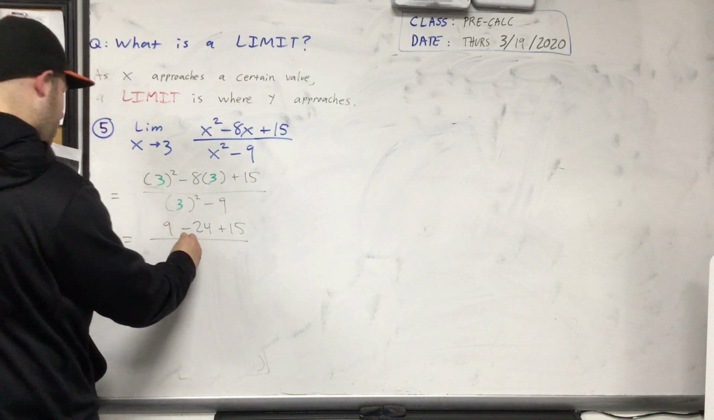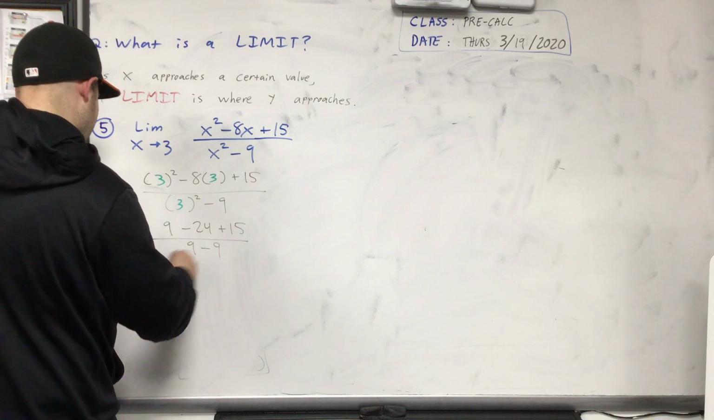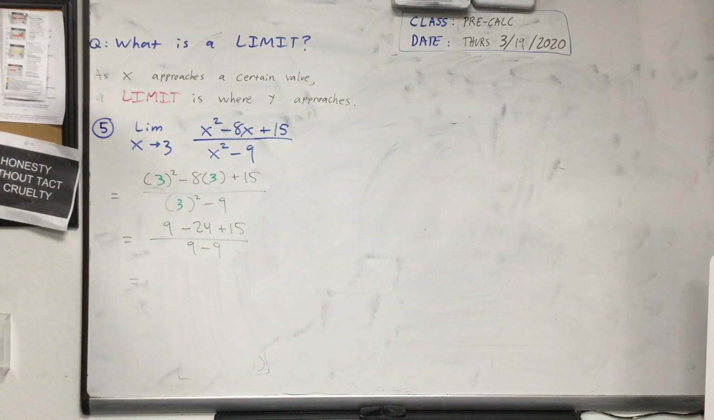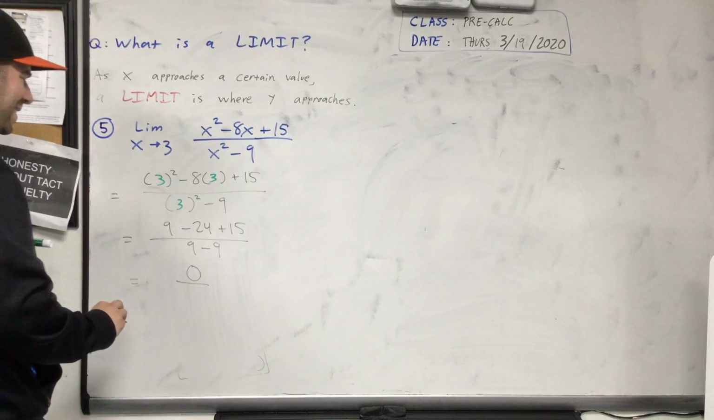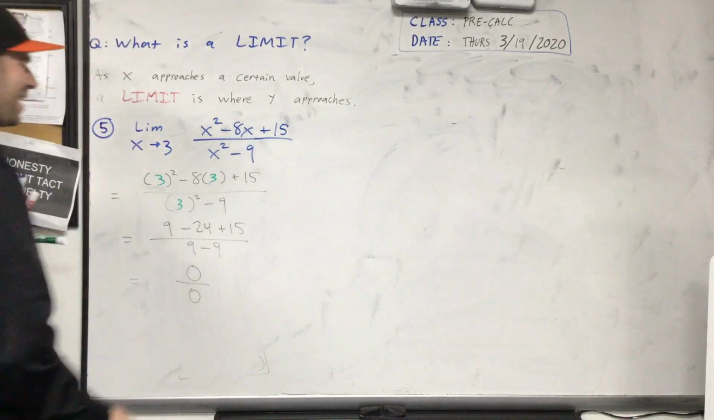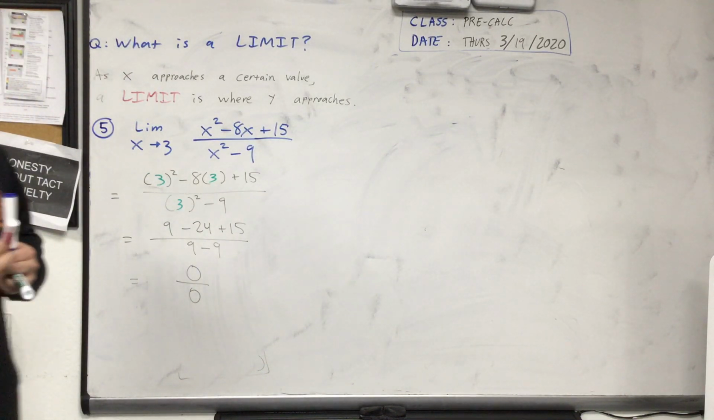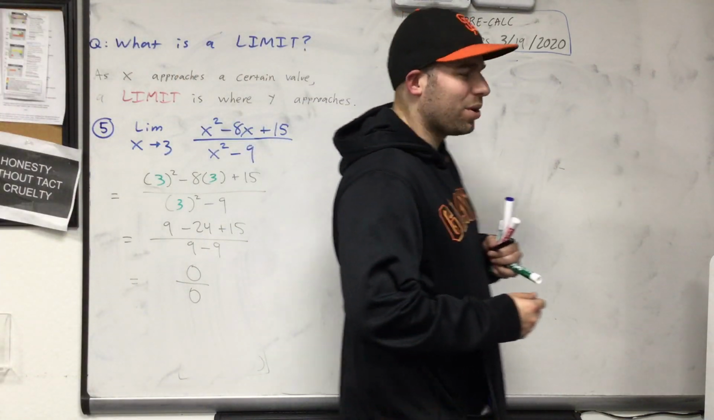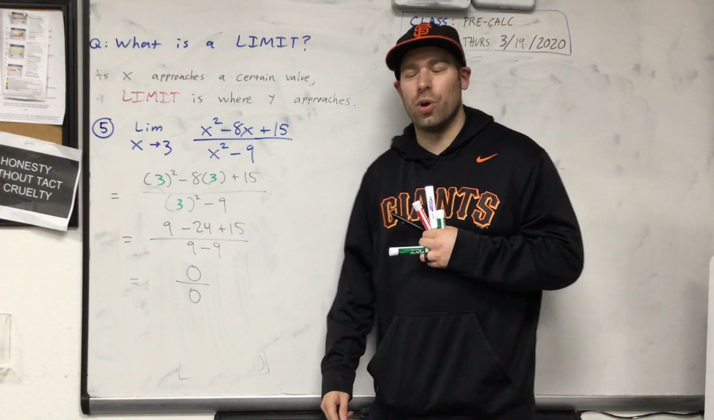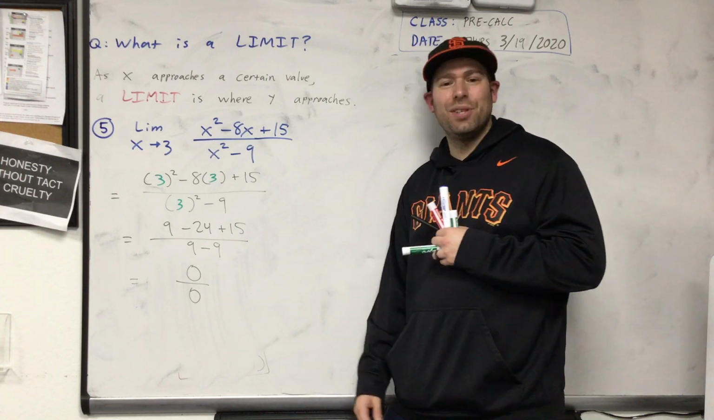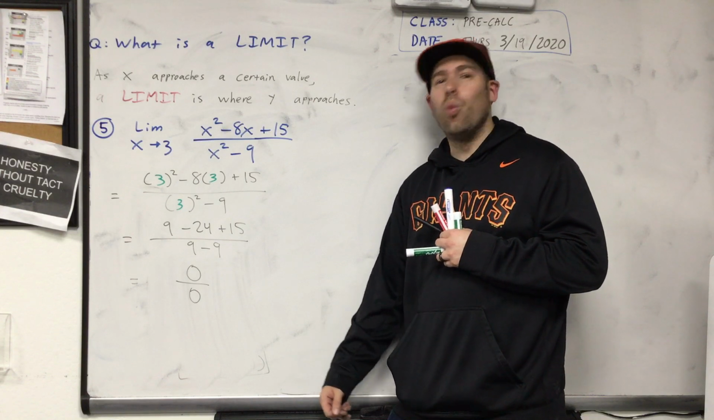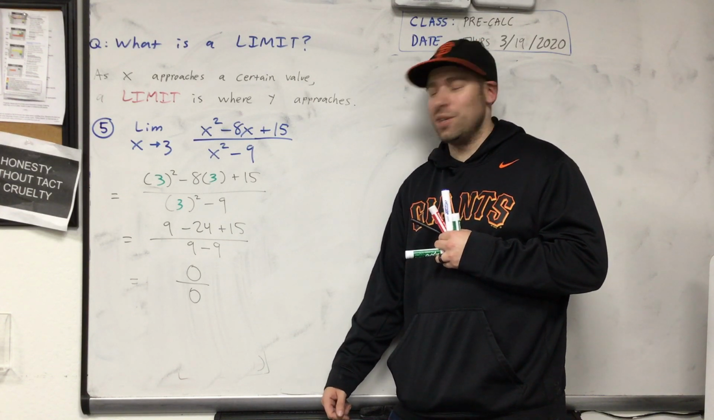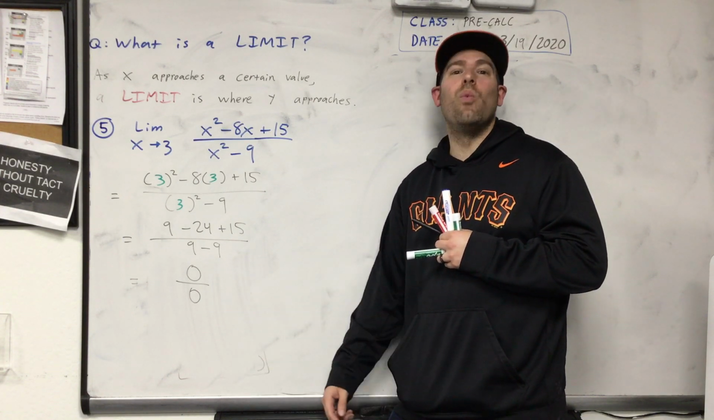And I'm going to get 3 squared, which is 9, minus 9. 9 minus 24 is negative 15. And negative 15 plus 15 is going to be 0. 9 minus 9 is 0, and I'm not happy because Isaac Newton says 0 over 0 is what's called an indeterminate form. If I have 2 divided by 2, that should be 1. If I have negative 8 divided by negative 8, that should be 1. And so what's frustrating to Isaac Newton is, why can't 0 over 0 be 1?